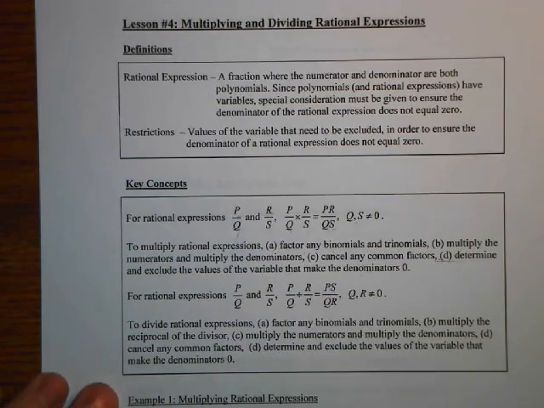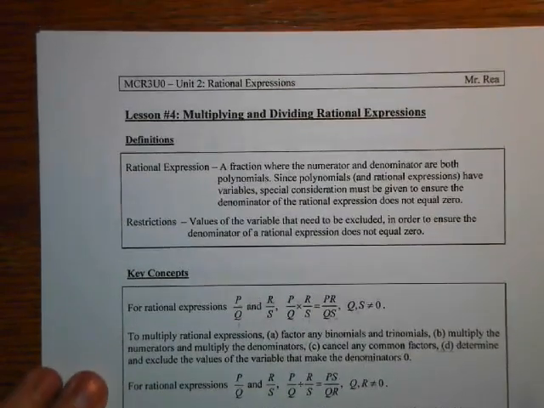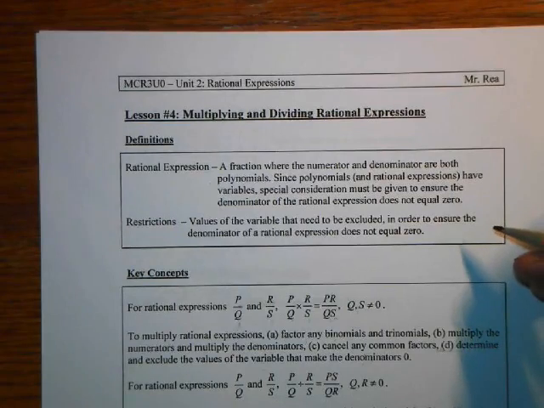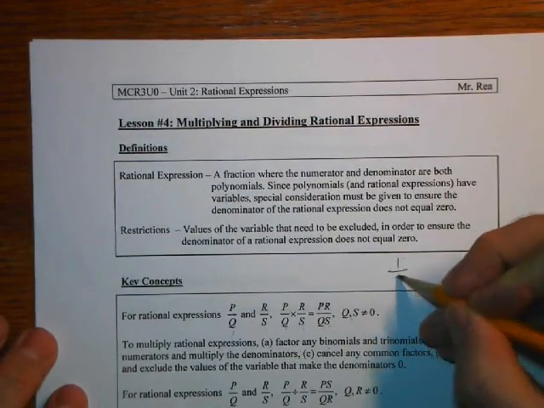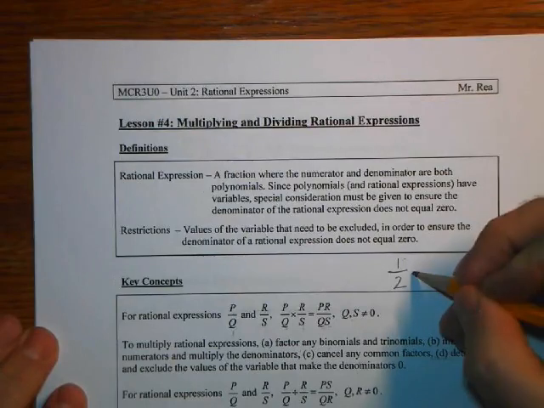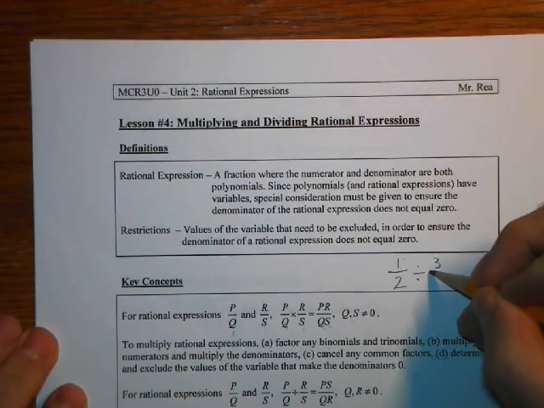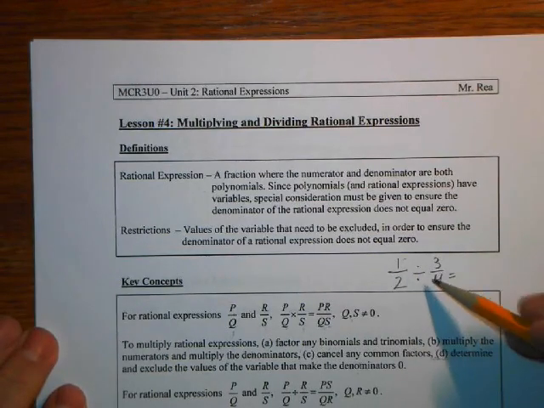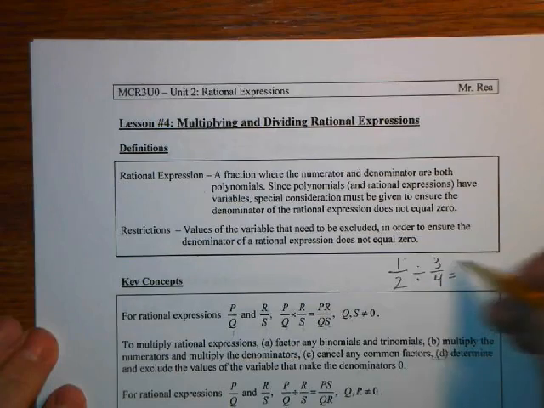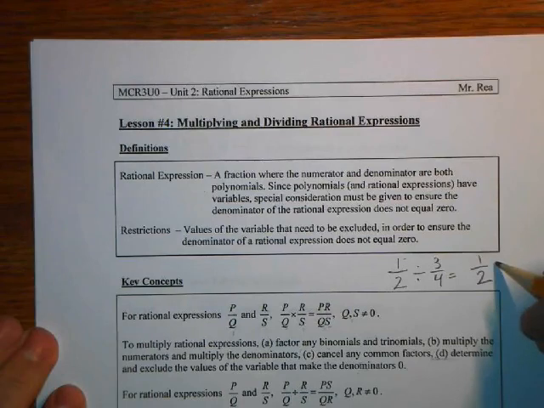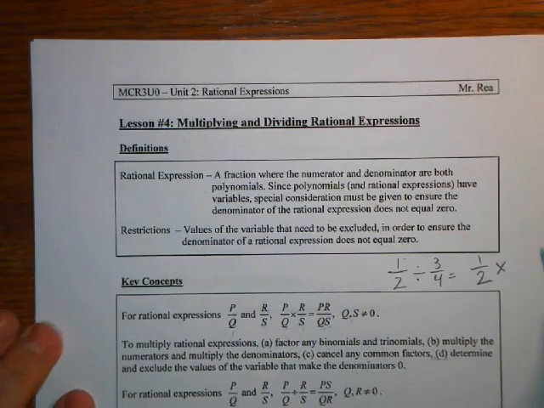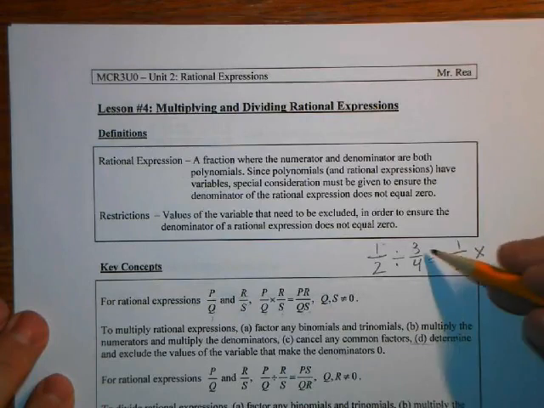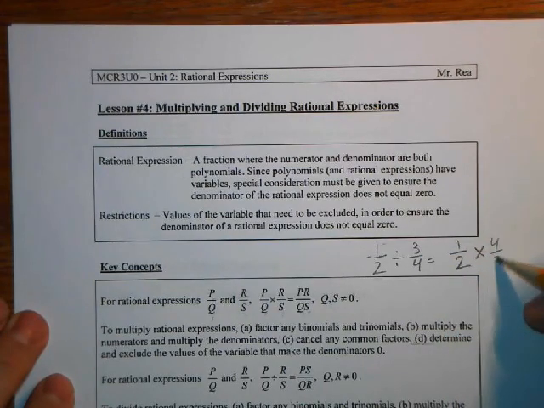Okay, so I want to go back to when we divide fractions or rational numbers and remind you of how that works. If I had 1/2 divided by 3/4, hopefully everybody remembers, we turn this into a multiplication problem: we keep the first rational number the same, but we change the operation to multiply, and we flip the second rational number upside down, and then we multiply across.